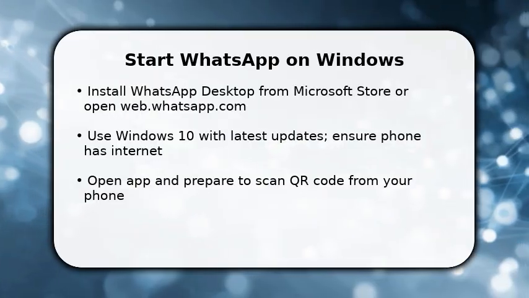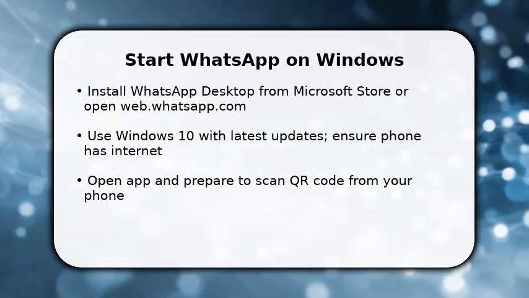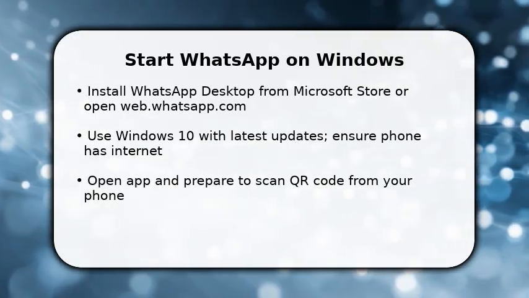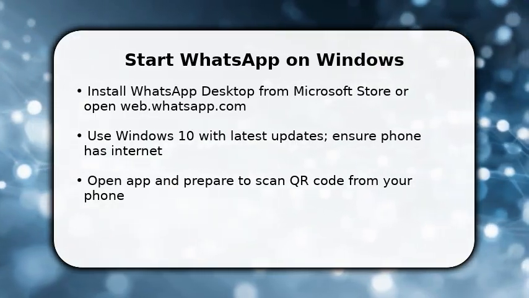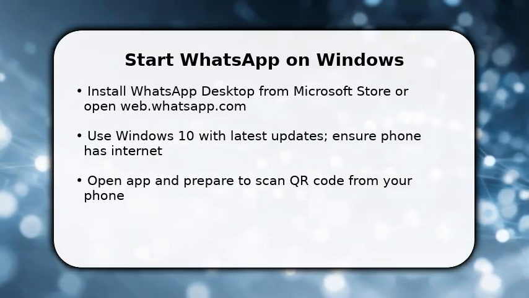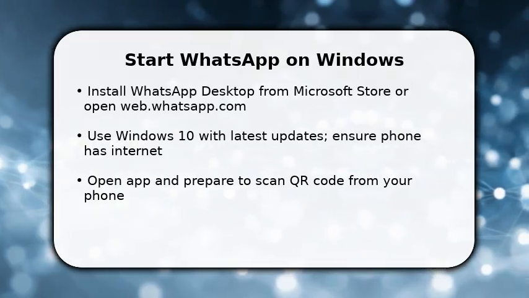You start by installing and launching WhatsApp Desktop or opening web.whatsapp.com. Once done, open WhatsApp on your phone, go to Settings, Linked Devices, and choose Link a Device. Then point your phone camera at the QR code on the Windows screen to connect. Do this now. It pairs your account securely and begins syncing messages.